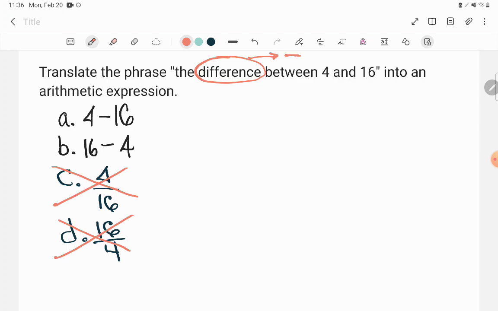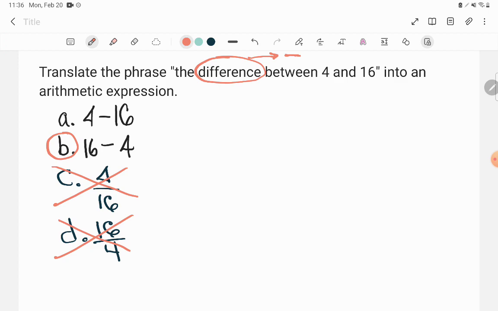And you're right, difference is related to subtraction. Now, of these students, some of them might choose answer A and some of them might choose answer B, and one of those answers is right. B is correct, and we'll talk about why in just a second. But what I find is that students who choose both ways still don't understand something.